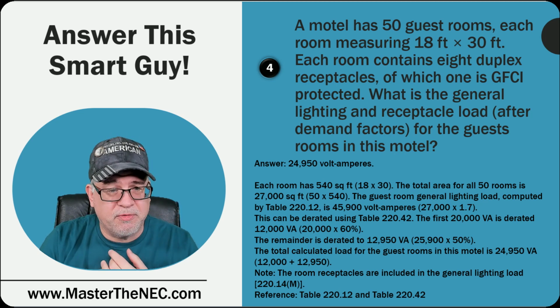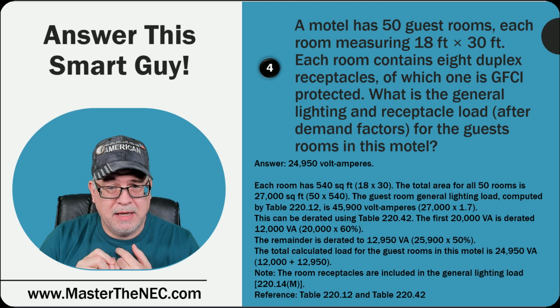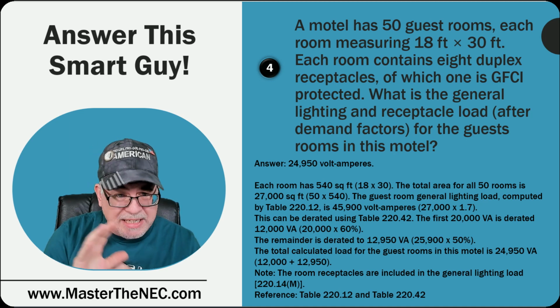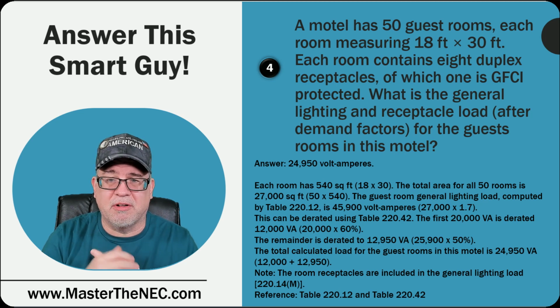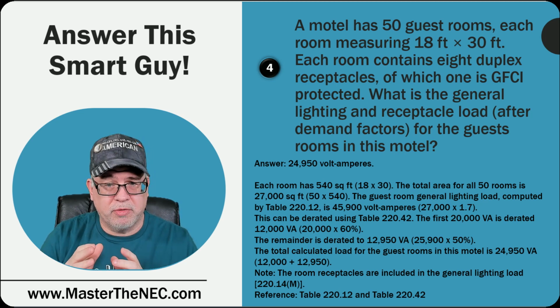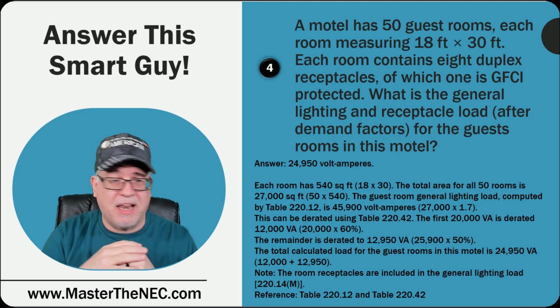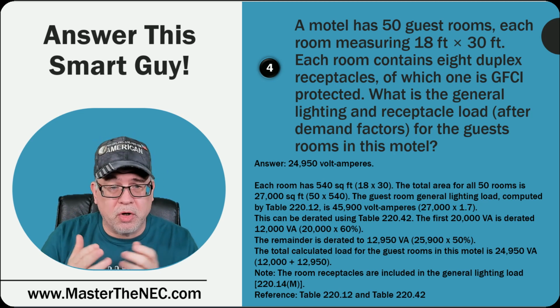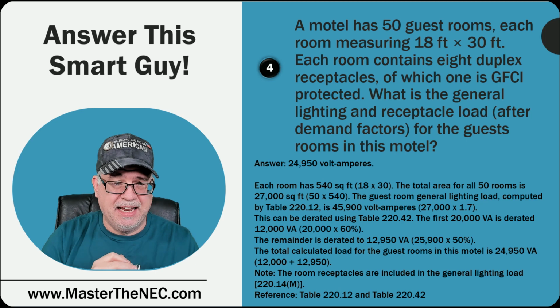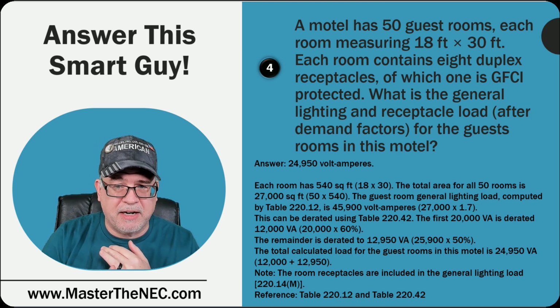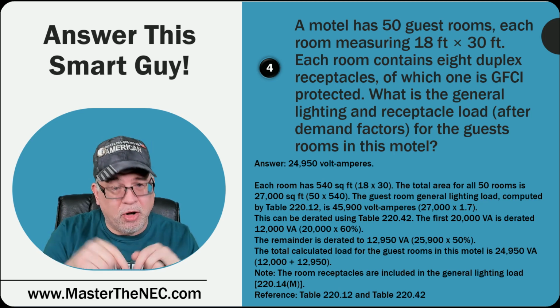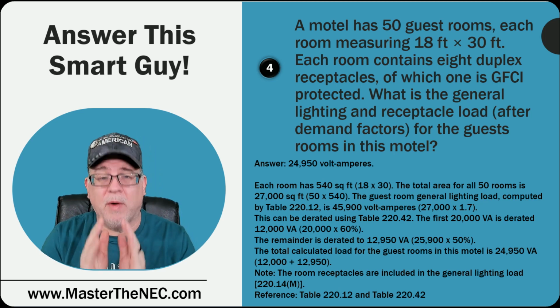Well, first things first, each room was 18 by 30. And if you do that, that comes up to 540 square feet. Now, how many rooms are we dealing with? It's 50. Okay, and all we're trying to do is get the general lighting for the guest rooms. The question didn't ask us about a lobby. It didn't ask us about corridors. It didn't ask us about any of that. It wanted to know what is the general lighting and receptacle load after demand factors for the guest rooms in this hotel. Focus on the question, okay?